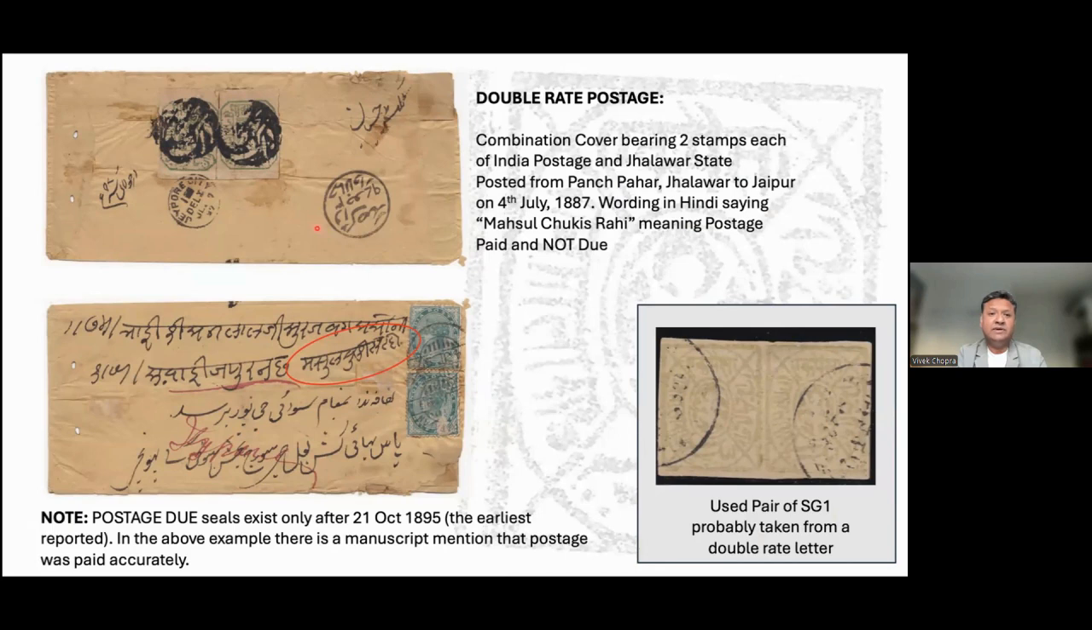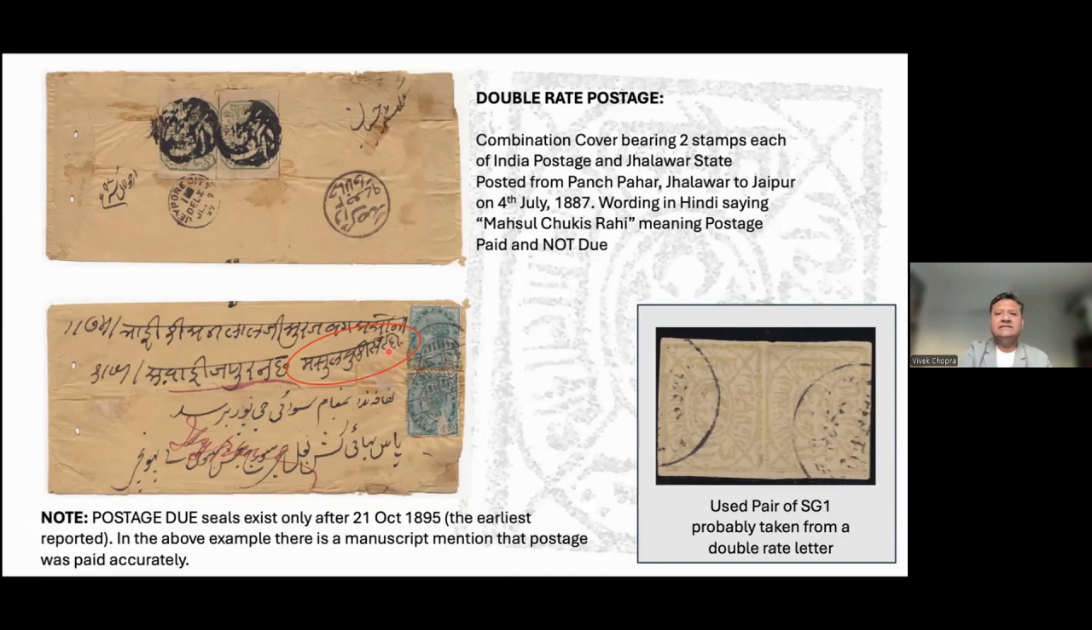So it actually required double postage, and it was going to Jaipur, which is the capital of Rajasthan in modern India. That's why you see it also has the Queen Victoria stamps on it, double postage, as well as double Jhalawar. And the most interesting part is that in Hindi it's written here, which says Mahsul Chukis Rahi, which means that postage was paid and it was not due, right?